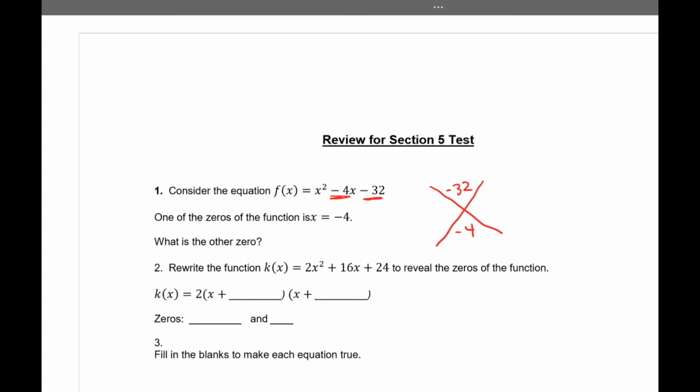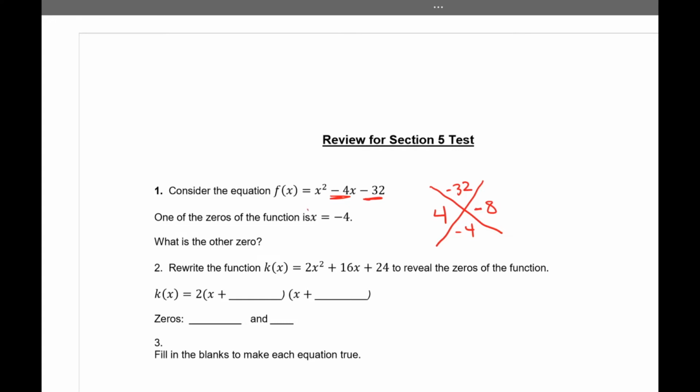Actually, they've already given us an answer here. So one of our answers is 4. Now 4 times what gives you negative 32? Well, 8 does. Now remember, if this number is negative, then the bigger number has to be negative. But notice how they said x is negative 4.